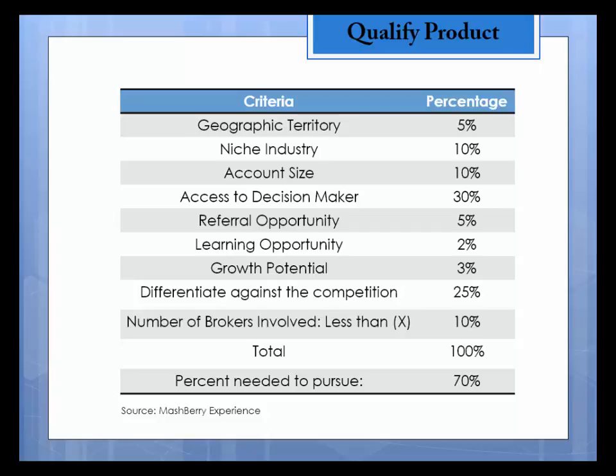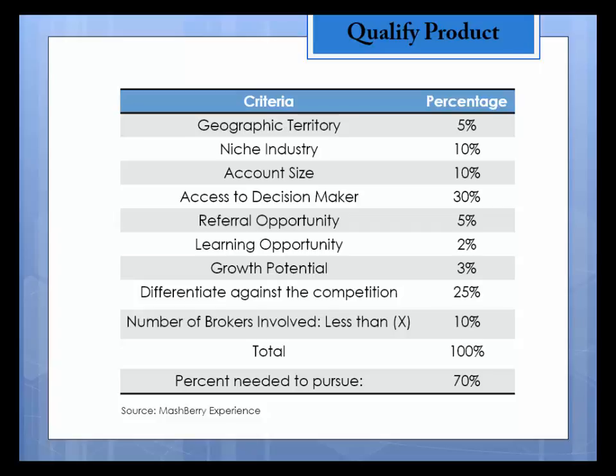For example, if you were to go after manufacturing plants, your access to the decision maker may be more difficult than if you were to go after, say, flower shops, because a flower shop owner is usually working the front desk, at least in my experience. So, again, these are things you just want to take into account.